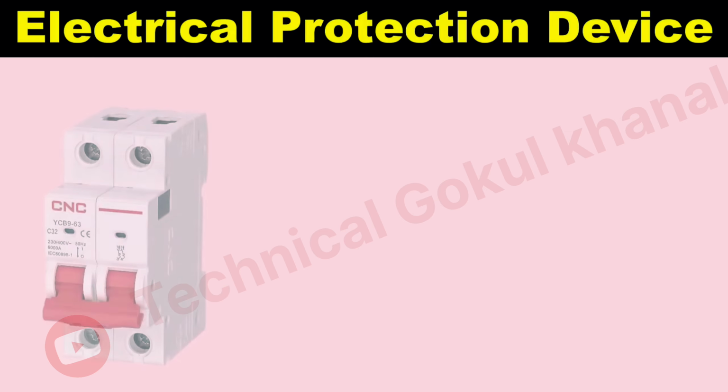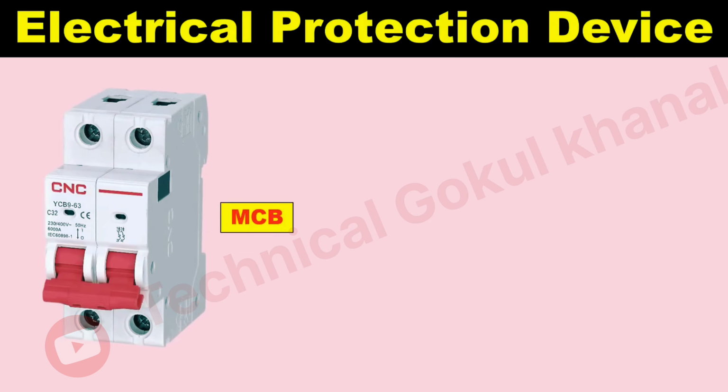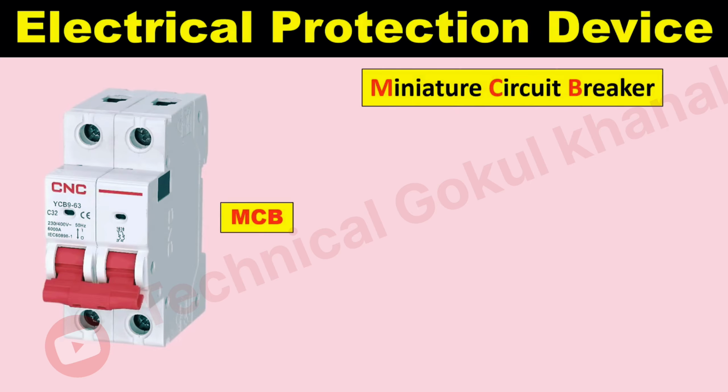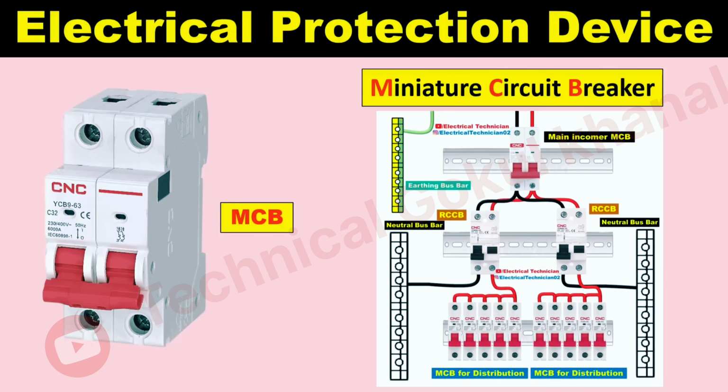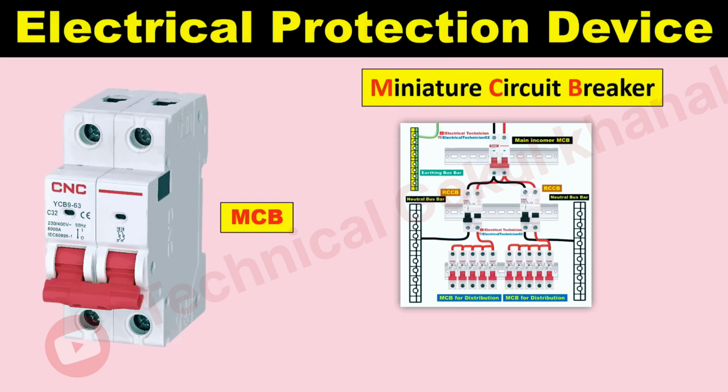Okay, second device is MCB. Full form of MCB is miniature circuit breaker. MCB must have used in your home. If you look into the main distribution board of your home, there it is installed. Now why we use this MCB?